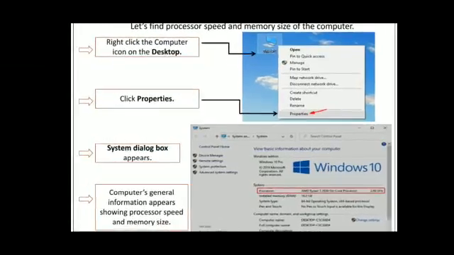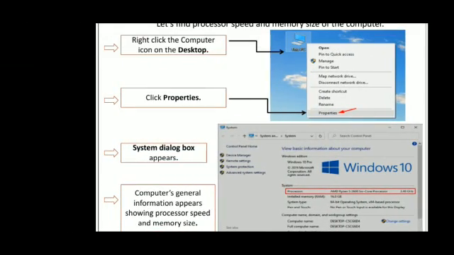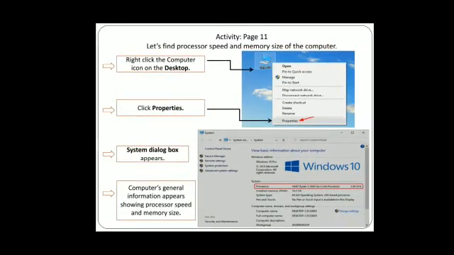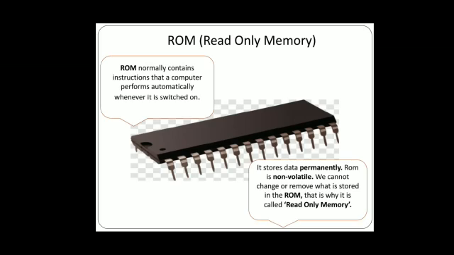So there is the general information about the computer's processor speed and also the memory size. In this way you can check your computer's processor speed and your memory size. After this lecture, all of you will search about your computer's memory size and processor speed. Okay. Now the next memory type is ROM.